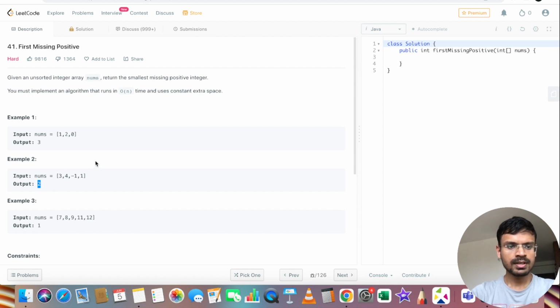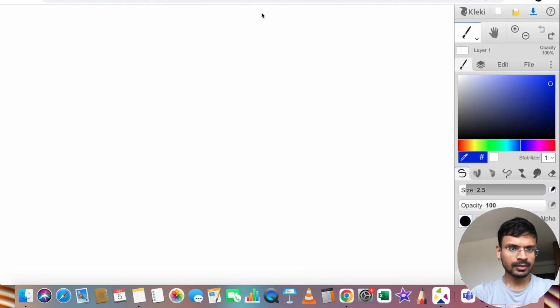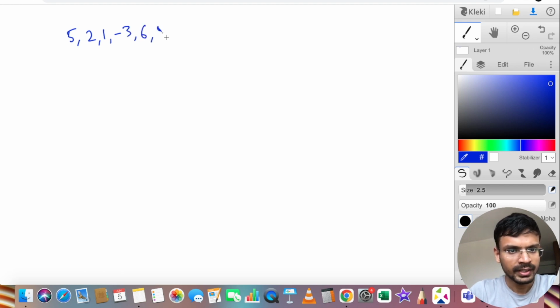Let's see what are the possible approaches to this particular problem. So let me just write an example over here. Example can be anything, like let's take some set of positive integers as well. 5, 2, 1, minus 3, 6, maybe 8, right? So what is the answer we have to return over here? So this is the array that has been given to us. By first missing positive, it means we have to return the smallest positive integer that is not present in this particular given array. Positive integer starts from 1.